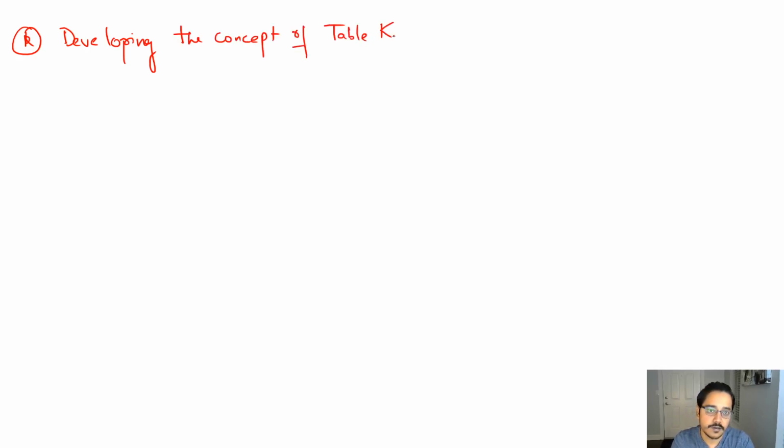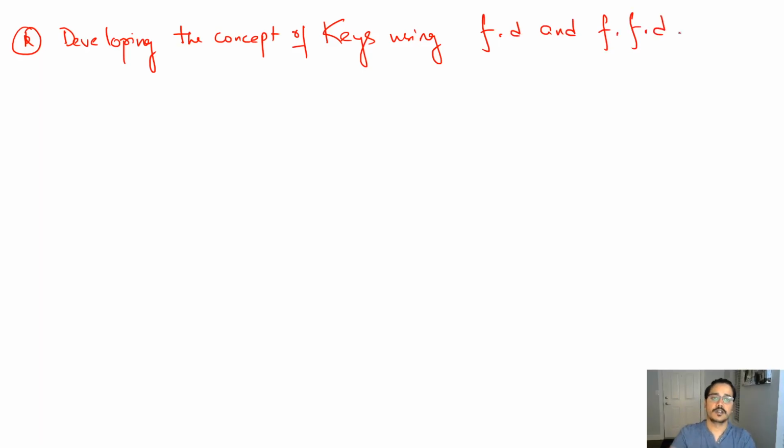we will establish, or develop, the concept of table keys. We generally don't say table as such, so we simply say keys, using functional dependency and full functional dependency. Okay. So first we are going to simply talk about the different types of keys that we can generate.